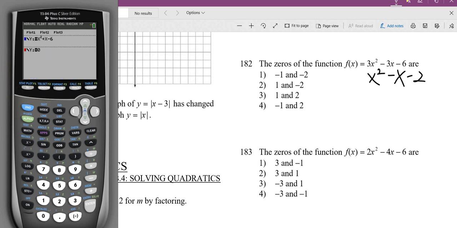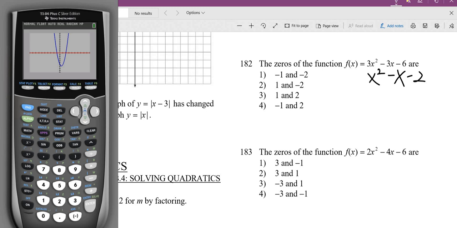Okay, like before. Y1 equals 3x squared minus 3x minus 6. And y2 equals 0, right? Because we want to find the zeros. Graph, and you should see 2 points of intersections showing up. Yep, there are 2 points of intersections.